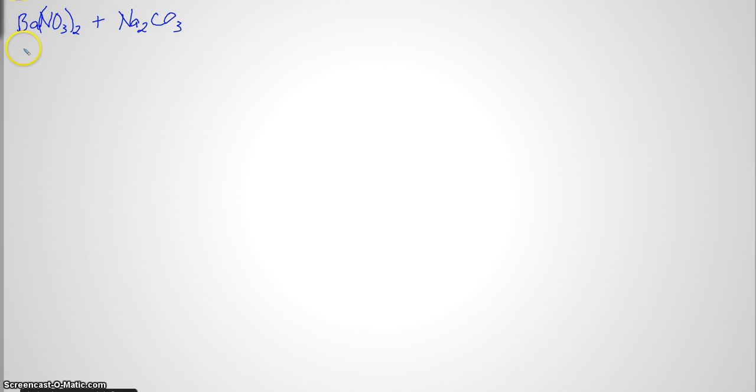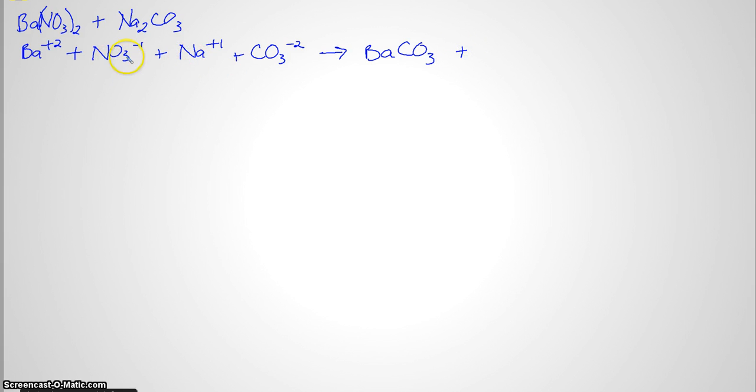Now we want to make them into ions. So +2 for barium, nitrate's -1, sodium is +1, and carbonate is -2, okay? Now, what happens in double replacement? The cations replace each other, right? So the barium is going to bond with the carbonate, and we get BaCO3, +2 -2. And then the sodium is going to bond with the nitrate, +1 -1. Okay, so those are our two products.